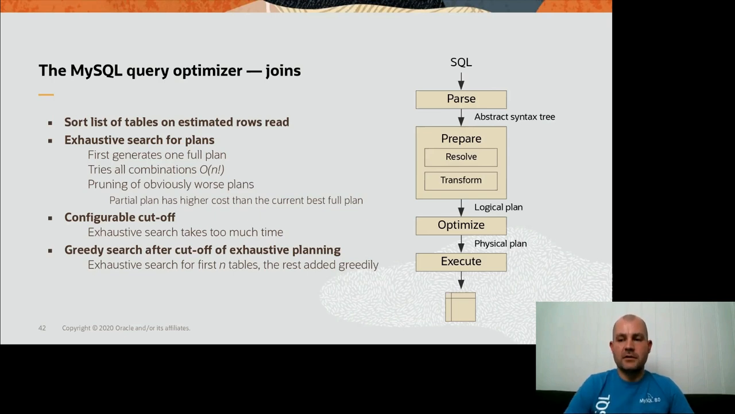But even then, it's bad if you have more like 6-7 tables, I don't know, around there. So there's a cutoff where it just gives up with the exhaustive search and then switches to greedy. So let's say you have 8 tables. It will generate all possible prefixes of let's say 6 tables, then it reaches the cutoff, and the last 2 tables will be added by a greedy search.